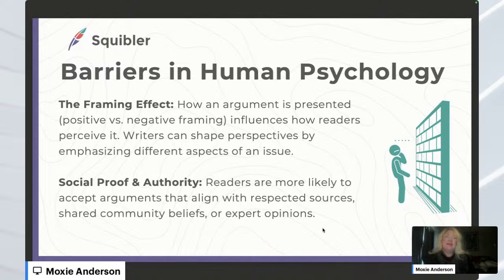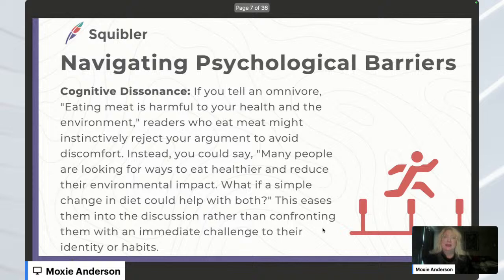Another barrier could be the framing effect, and that is how we present our arguments to our readers, whether we use positive or negative framing. Writers can shape perspectives by emphasizing different aspects of this issue and using a positive or negative framing technique. Another barrier can be social proof and authority. Readers are more likely to accept arguments that align with respected sources, shared community beliefs, or expert opinions. So it's a good idea to have some of these in your writing as well.